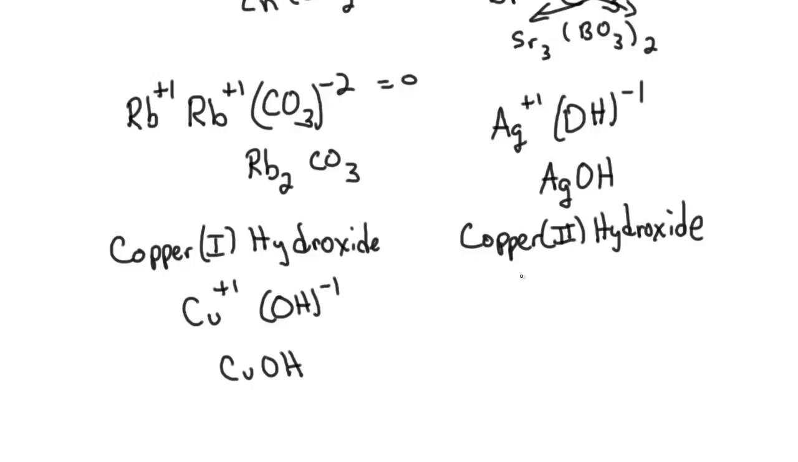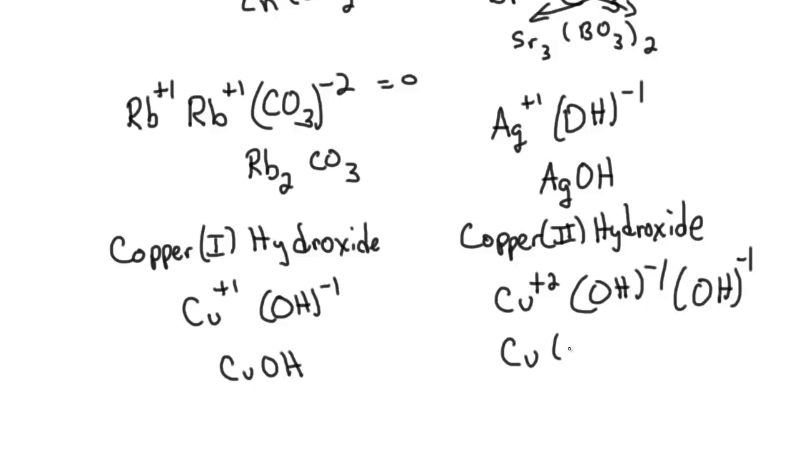What about copper 2 hydroxide? Copper 2 is Cu with a +2. Hydroxide, OH, that's a -1. I have to get to 0. That means I need another one of these hydroxides. My chemical formula is then Cu(OH)2, because I have 2 of the hydroxides. Let's just take this a step further.